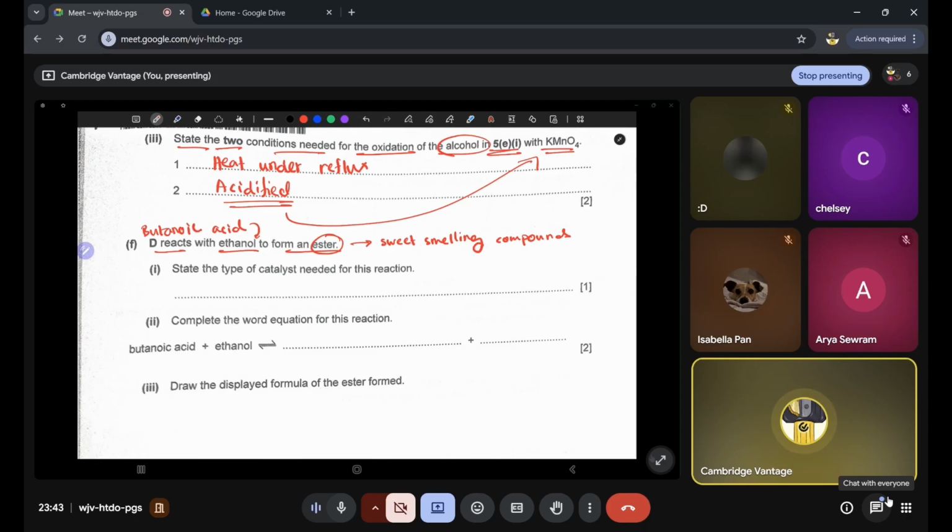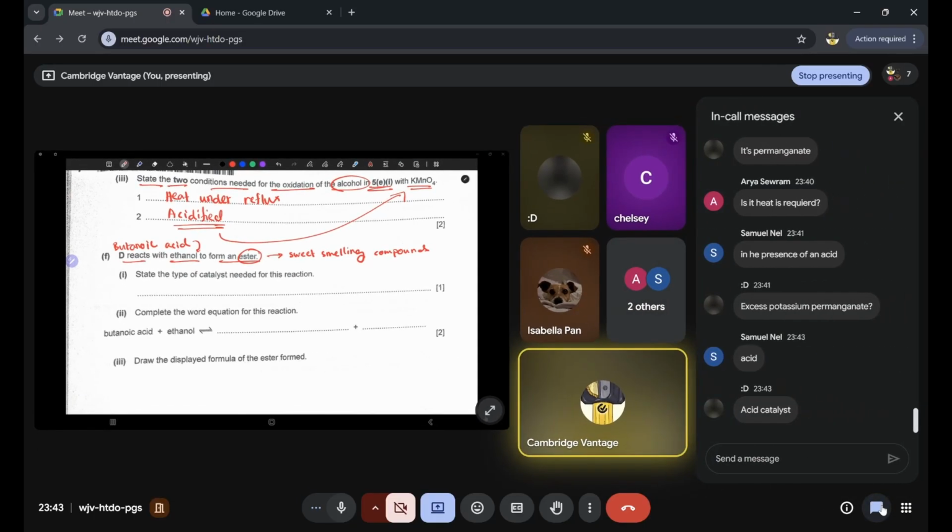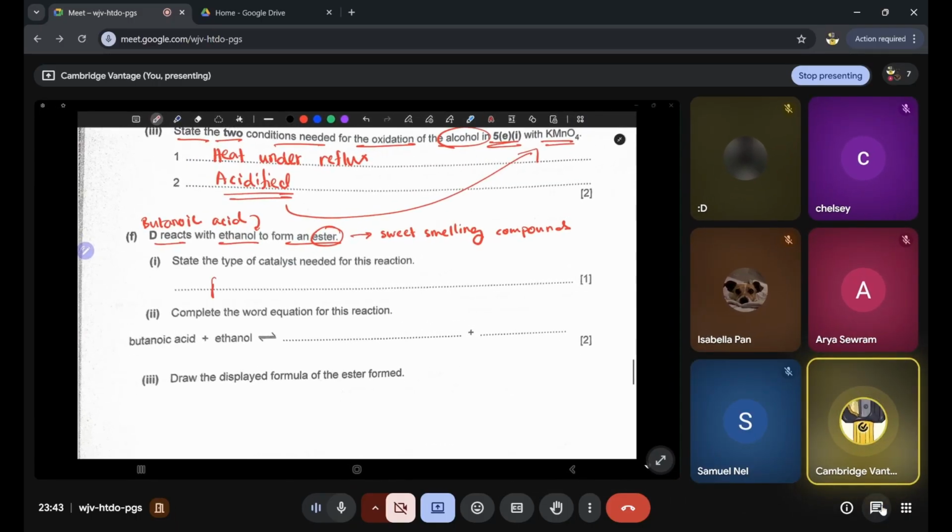State the type of catalyst needed for this reaction. What should be the catalyst? They mentioned type. They did not ask for the name of the catalyst, they asked for the type. So we have to be careful about that as well. Yes, an acid catalyst. Now, Layat, when you write acid catalyst, I would prefer if you write concentrated acid catalyst, because that's the type of acid that we are using.